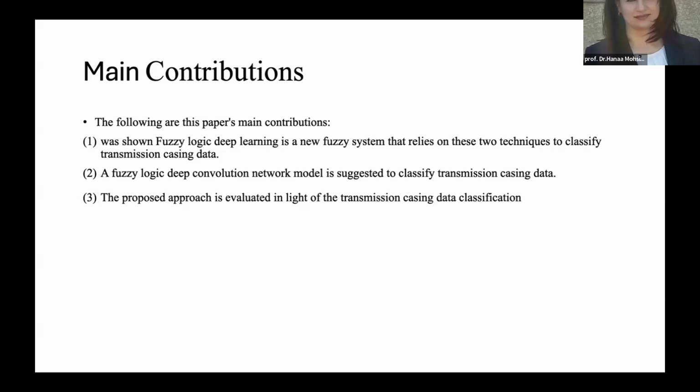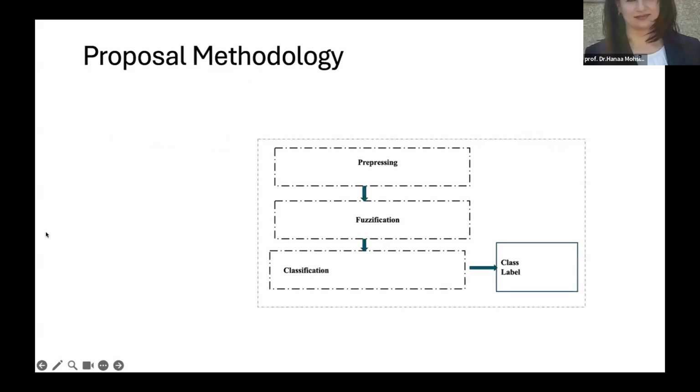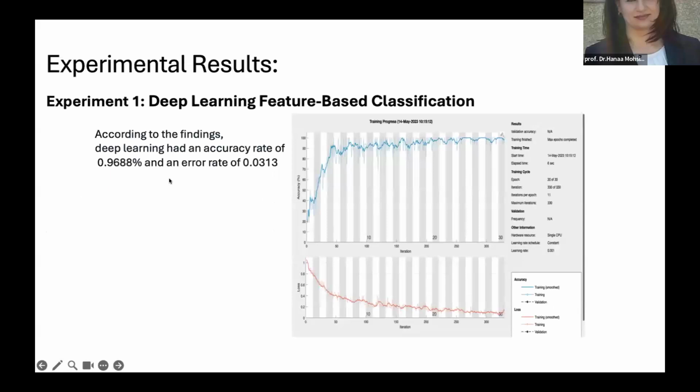The proposed methodology goes in three stages. The first stage is to apply pre-processing to the input data set. Then apply classification using fuzzy logic, triangular fuzzy logic. Finally, apply classification with deep learning to classify transmission causing data.